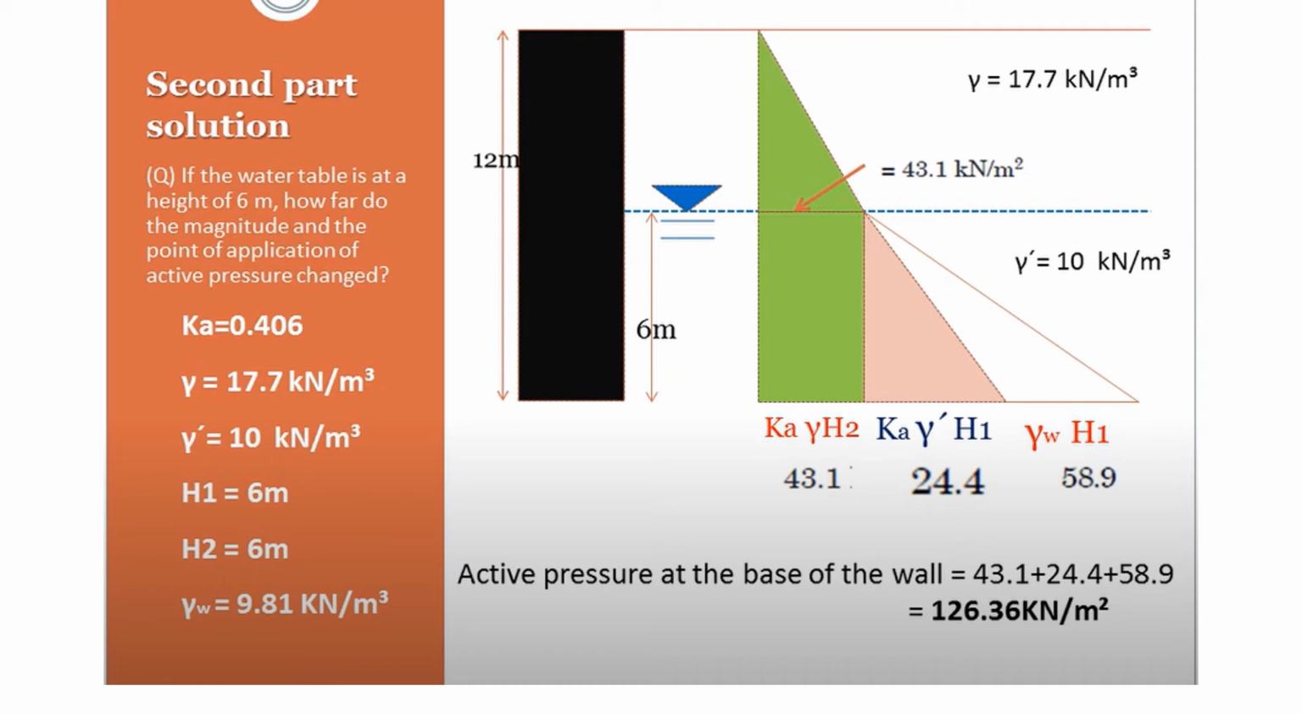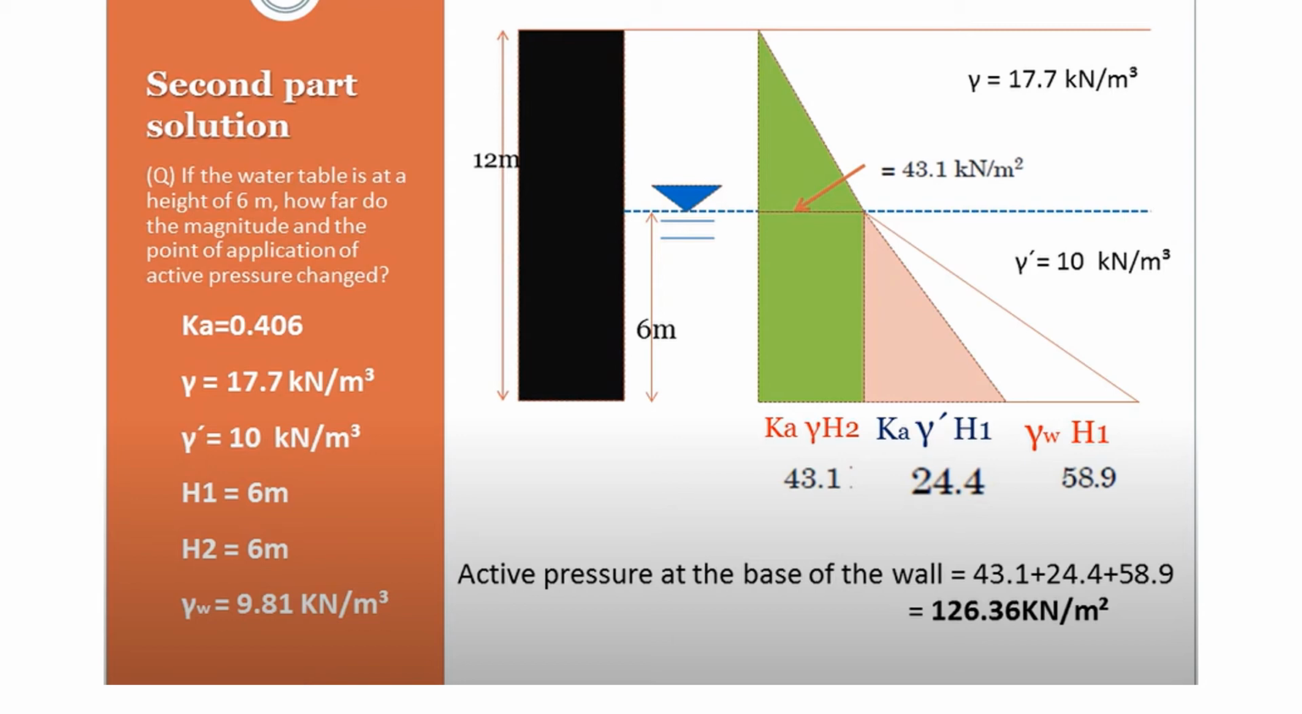And next you have to consider the pore water pressure, that is the pressure which is acting on the retaining wall by the water only, and which is given by the unit weight of the water multiplied with the height of the water table. In this way, this will be the pressure distribution diagram if the water table is present at a particular location, that is, if the soil is in the partially submerged case. And after drawing this pressure distribution diagram, you have to find the total force acting on the retaining wall by calculating the area of this pressure distribution diagram.